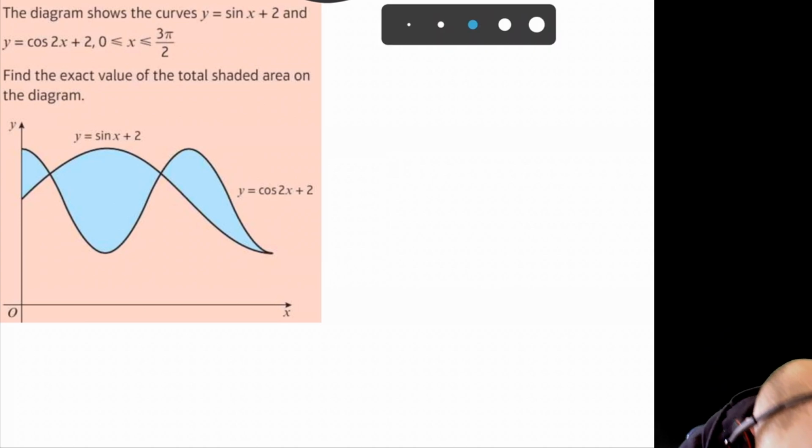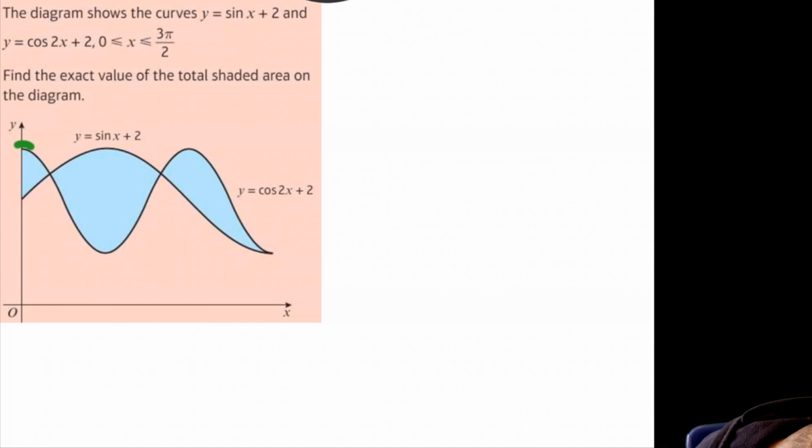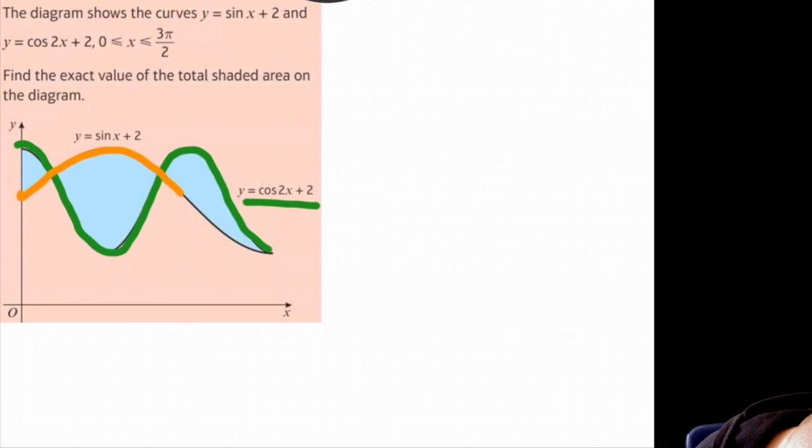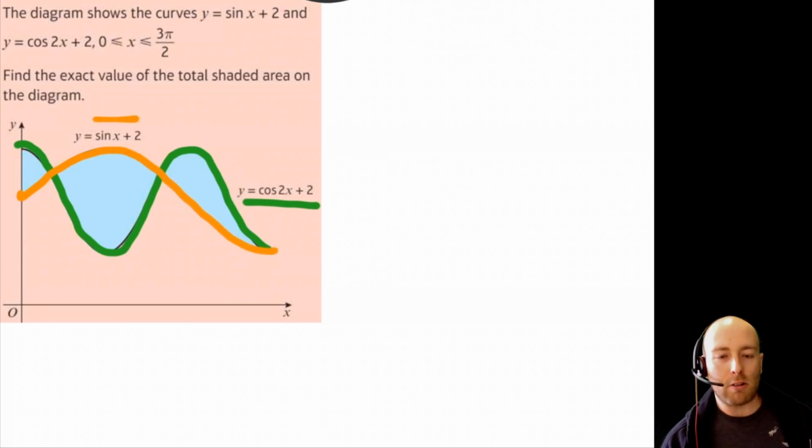It might be helpful to color code these, so I'm going to color code the lower graph as green, which is this one, and the upper graph as this one. Remember, area under a graph is what integration finds. So 15 minutes, give it a go, write your answers. We're trying to find an exact value. See what you guys can do in 15 minutes.